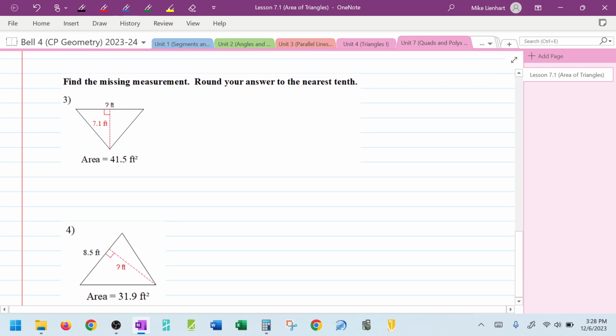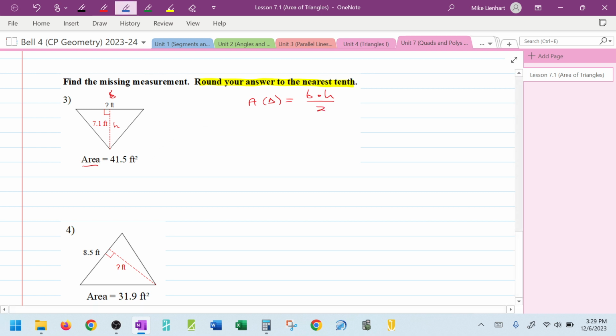Now, if you notice in the next set of problems here, it says find the missing measurement. So now I'm either going to be missing the base or the height, and they're going to give me the area. For these, the directions say round your answer to the nearest tenth. Okay. Do the problems the same way. I know the area here. I know 7.1, which is the height. I don't know my base. I write down area of a triangle equals base times height divided by 2.